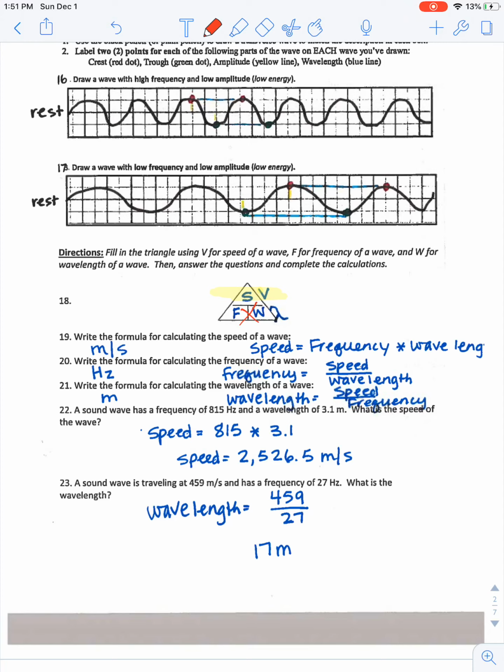F times W. Speed is frequency times wavelength. For this next one, if I cover up my F, I have an S over a V. That fraction, with the speed over the wavelength, denotes that I am dividing. So frequency is speed divided by wavelength.